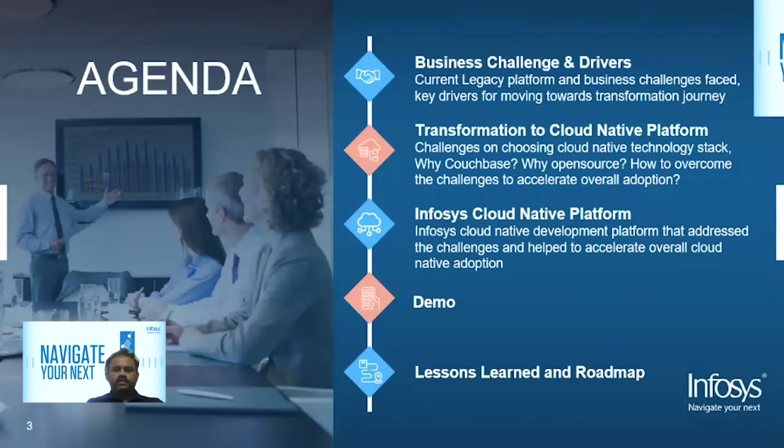Let's look at the agenda, what we want to discuss today. We want to start with business challenges and drivers: how the whole transformation journey started, what the primary intention and pain points were, how we arrived at the technology stack, why open source, and what the challenges are in the overall adoption of the cloud native journey. Then how the Infosys platform helps, followed by a good demo. And then we are going to end with lessons learned and some of the roadmap and next steps that we plan for the customer.